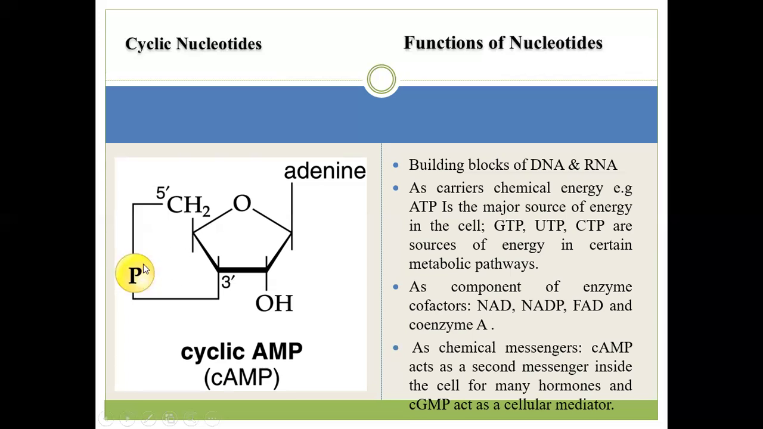Another hydroxyl group of the same phosphate group can in turn also react with this carbon 3 to form a kind of cyclic structure. It is attached to carbon 5 and at the same time attached to carbon 3. This is what we call a cyclic nucleotide. When it is adenosine monophosphate, it forms what we call cyclic AMP. If it is guanosine monophosphate, it forms what we call cyclic GMP.